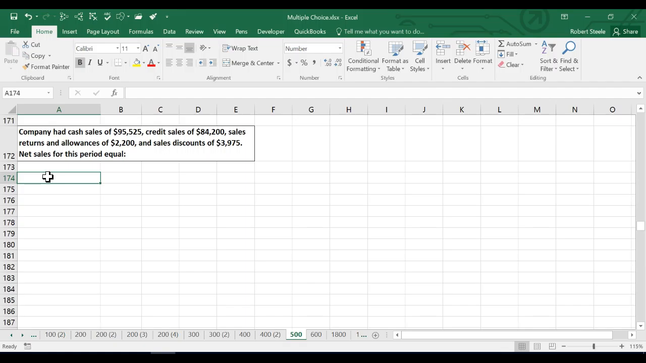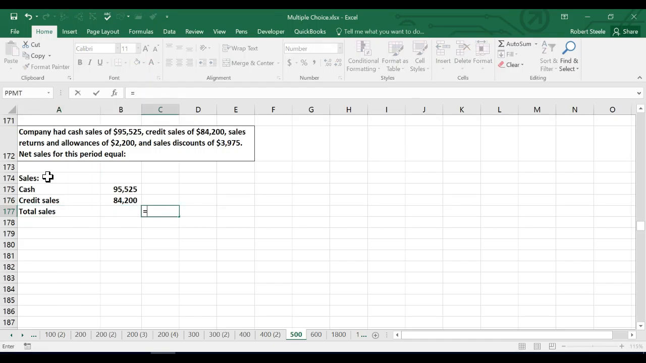allowances and discounts. So if we were to calculate this, then we can take the sales amount, and they gave us 2 sales numbers, so we can subcategorize that and say we had cash sales, which is part of sales, of $95,525, and we had the credit sales of, that's the $84,200. That gives us total sales. And so sales is the sum of the cash plus the credit sales. So that's our sales amount.